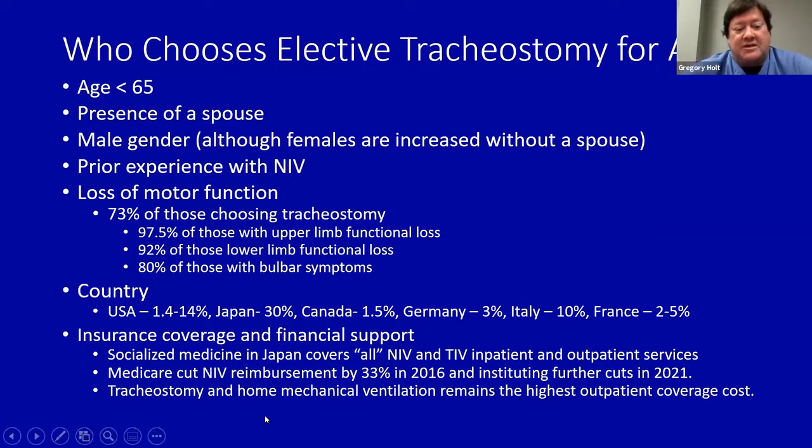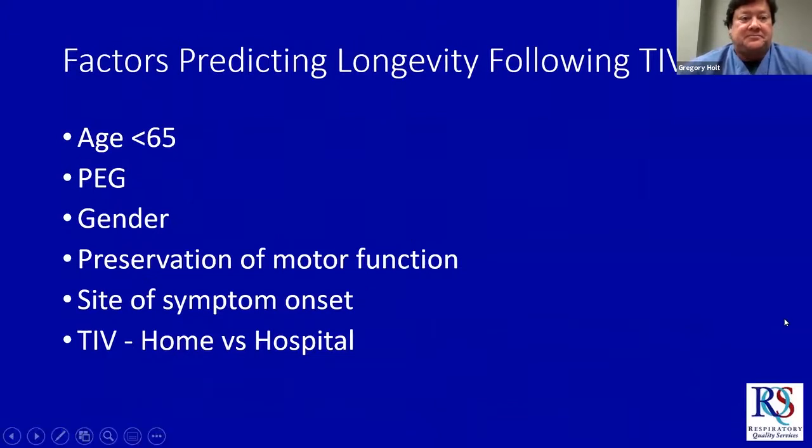So having a tracheostomy and mechanical ventilation, invasive ventilation, highest outpatient coverage costs. And that's just the way it is. If you're a patient living at home with a tracheostomy and you're on a ventilator, it's fairly costly.